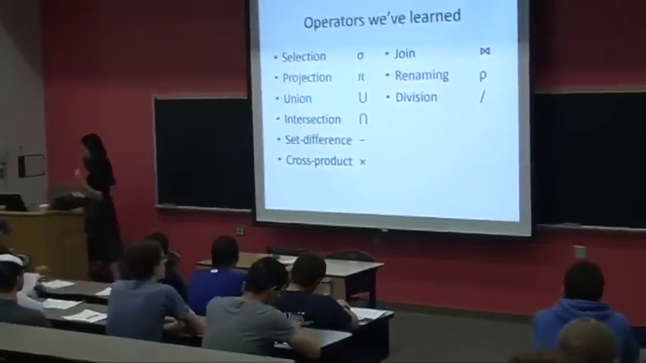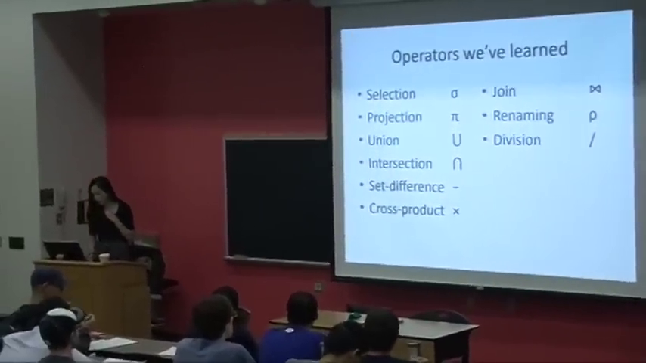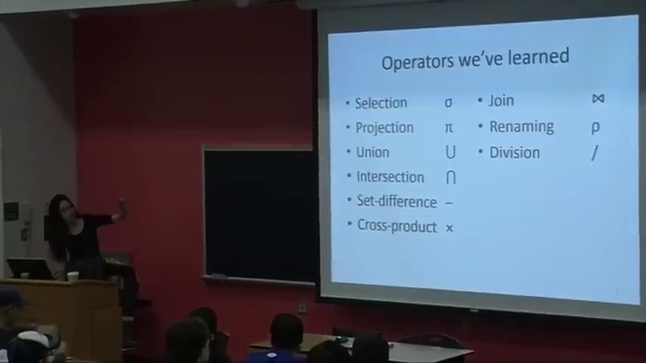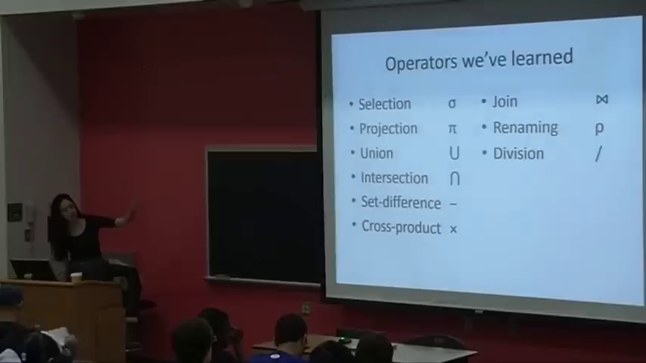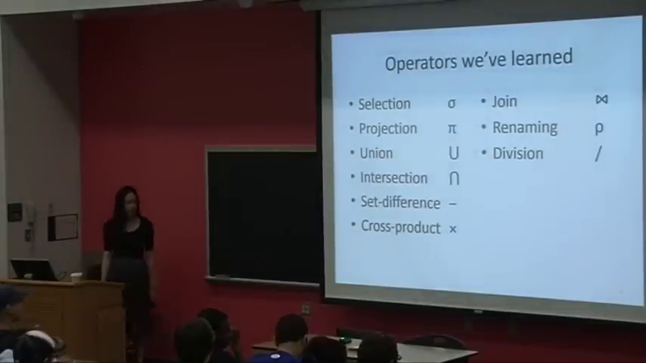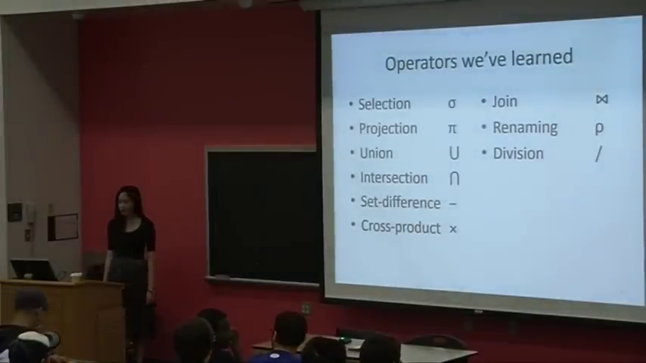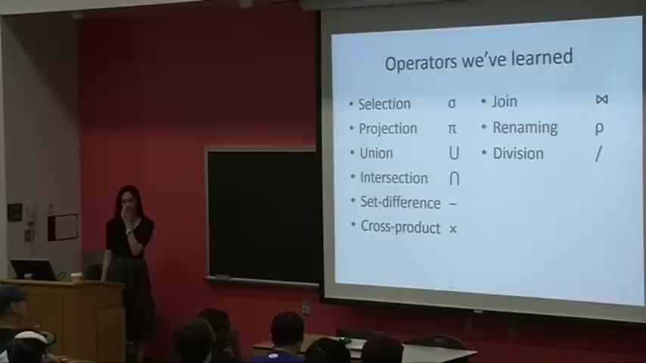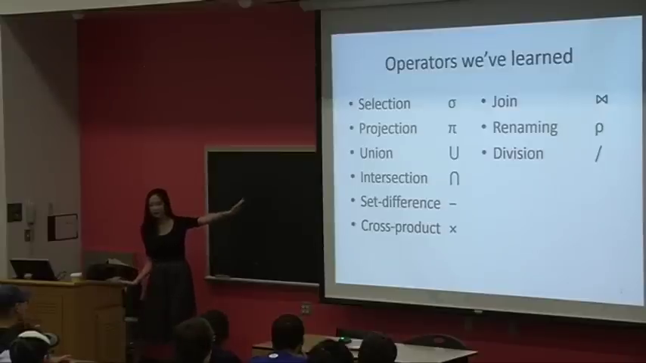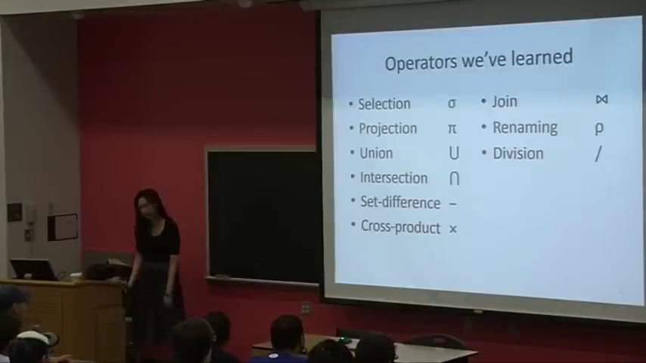And division is also binary. And also, as you just saw earlier, for division, do the two relations have to be union compatible? Do they have to have the same schema? Yes or no? No, right? They don't have to have the same schema.